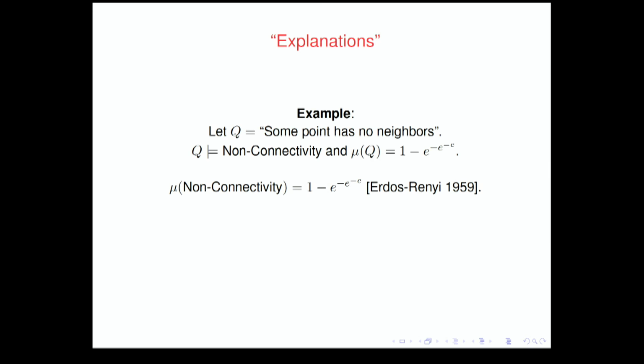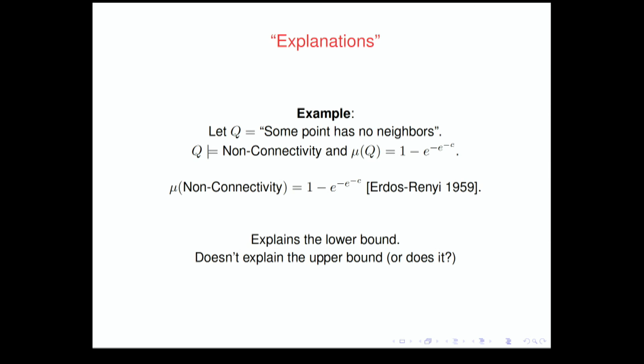So the question is, it explains the lower bound, and it doesn't explain the upper bound. Or does it? If you look at the proof of Erdos-Renyi, and it's very easy to read actually, this paper is very well written, it's a fantastic paper, there is something going on there that might make it possible to explain also the upper bound, maybe not by a first order condition, but by something else. And this is open. This is one of the questions I want to raise in this talk.